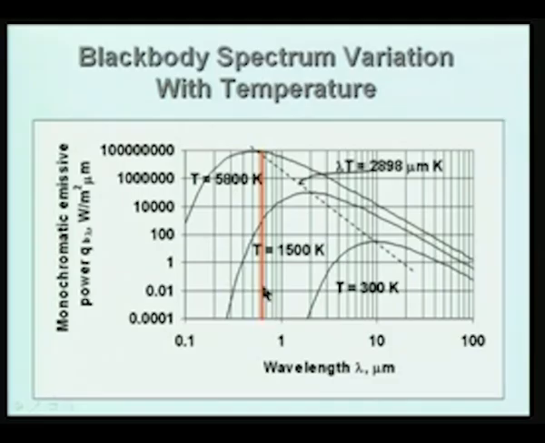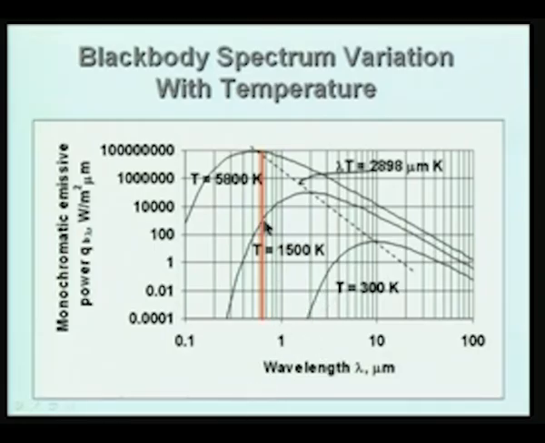I have deliberately put a red line here which corresponds to about between 0.6 and 0.7 micrometers. This red line corresponds to a particular lambda, and you will notice the following. This red line cuts the curves, of course, it does not cut the 300 Kelvin line at all, because it is much lower, somewhere below this axis.